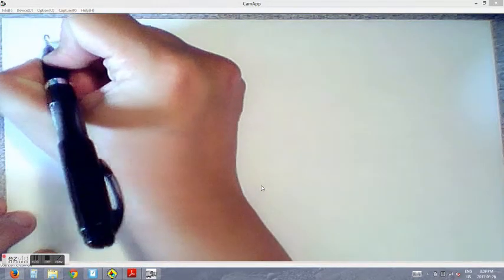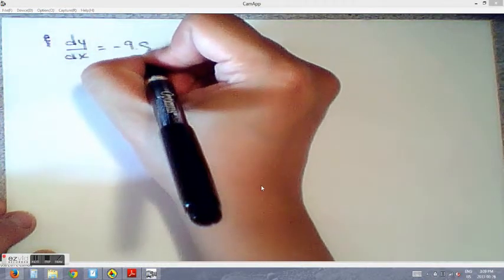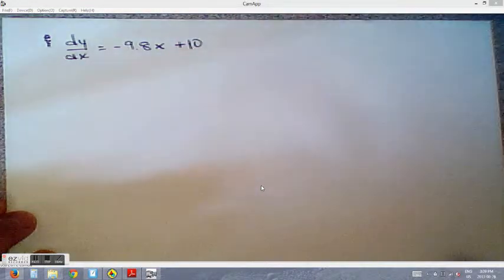Let's continue from where we left off. Last we left off, actually we're supposed to be using the Leibniz notation. So dy by dx we found was minus 9.8 x plus 10.